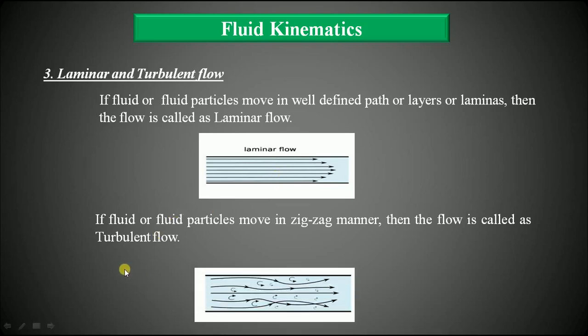So diagrammatically, we can represent it like this. The particles will be following different paths, and there will be no parallelism between the paths that the fluid particles are following, and again the movement of the fluid particles takes place randomly within the flow field. So this kind of flow is called turbulent flow. Okay, that is about laminar and turbulent flow.